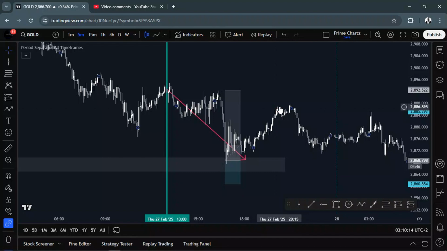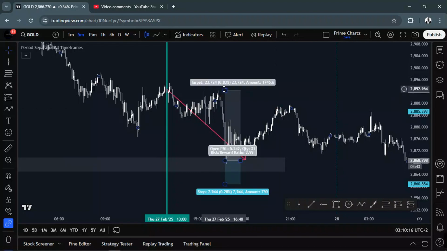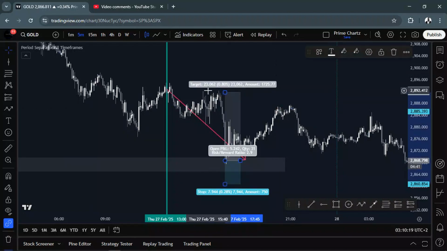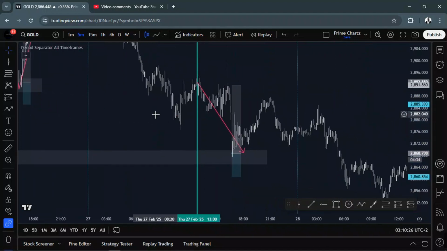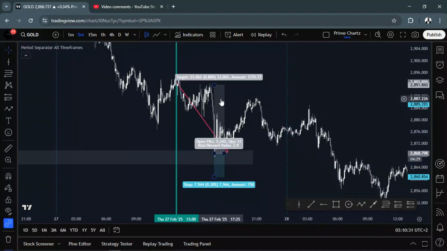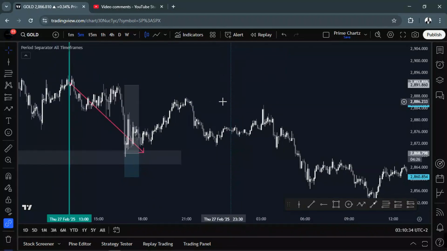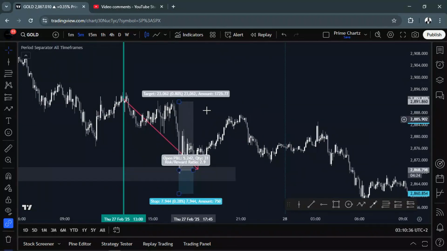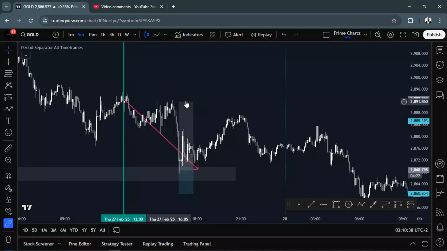Price pushed to the upside, but our target was going to be somewhere around here. And as we can see, price did not push all the way to the upside, right? So we can say this was not a successful trade because our target was not hit. So we have 3 wins and 1 loss on Thursday.